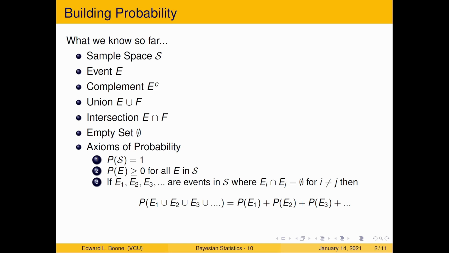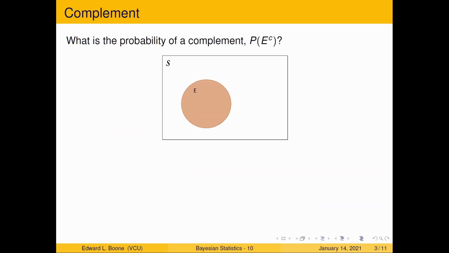And then we have the empty set, and then we did the axioms of probability last time. The probability of the sample space is 1. The probability of any event is greater than or equal to 0 for every single event in S. And if we have a set of events that don't overlap, then we can find the probability of the union just by adding the probabilities together. What we want to do is create some more rules, so that we can navigate probability and find probabilities much, much easier than without these rules.